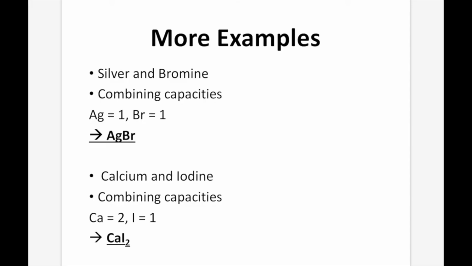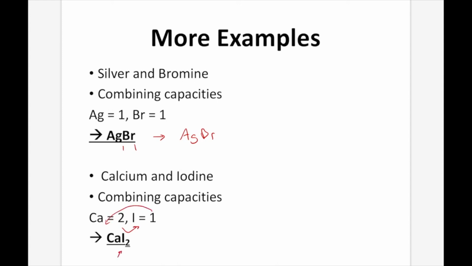So since silver and bromine both have 1, we put a 1 down in each one. We know to get rid of the 1s, so our final answer is going to be AgBr. For calcium and iodine, we're going to move the 2 from the calcium and put it here by the iodine. We're going to take the 1 from the iodine and put it here by the calcium. Now we're going to be left with CaI2.